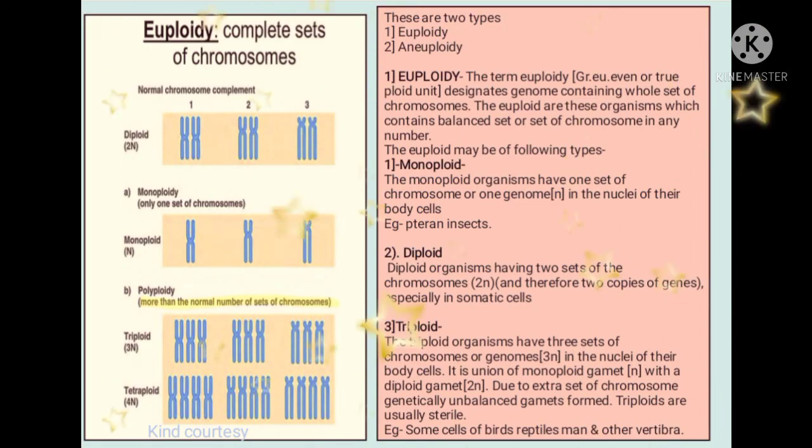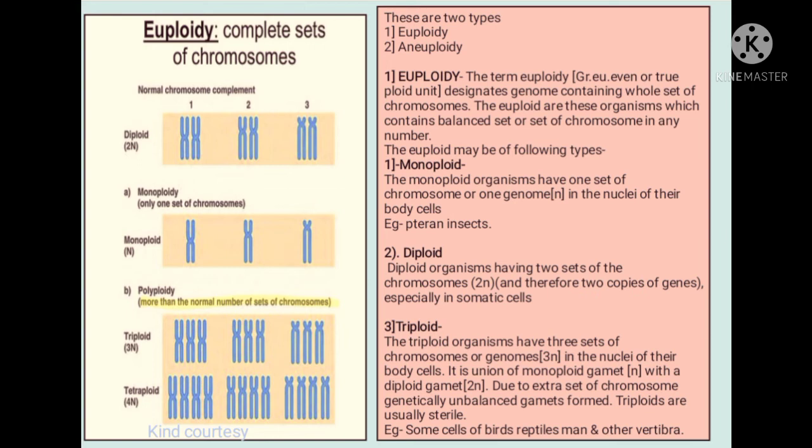First of all, we will see the euploidy. The term euploidy, that is the Greek eu meaning even or true, and ploidy meaning unit. It designates the genome containing the whole set of chromosomes. The euploids are those organisms which contain a balanced set or sets of chromosomes in any number. The euploid may be of the following types, that is monoploids, diploids, triploids. We'll see one by one.